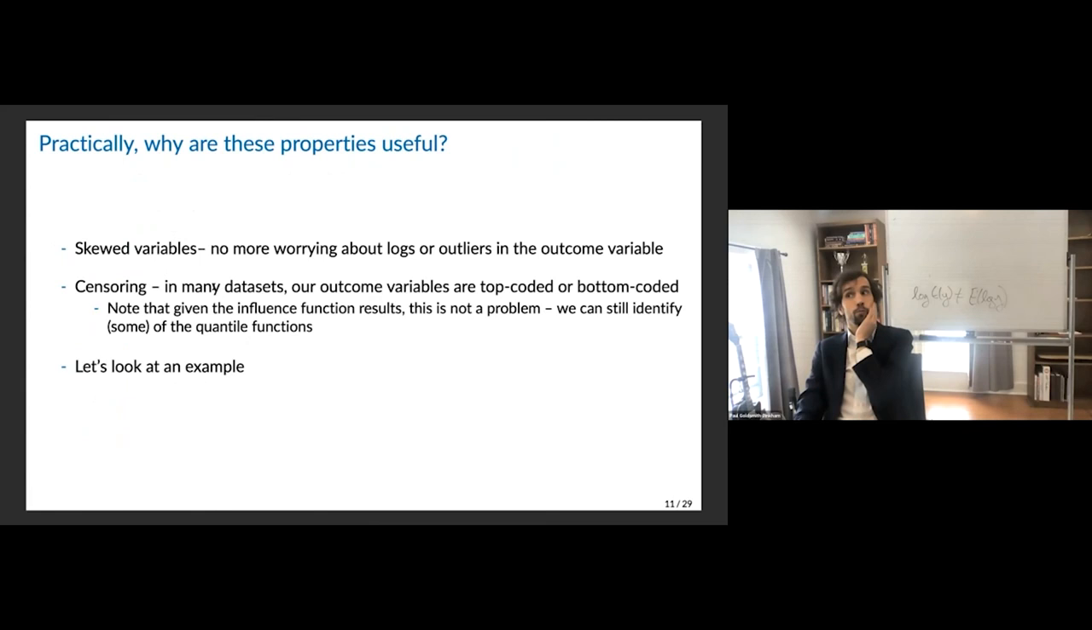So why are those properties useful? Well, for one, skewed variables are less problematic in quantile regression. So you don't have to worry about, am I doing logs or levels, or what's the right interpretation here? More generally, outliers are less problematic. And so it's a much more robust way to estimate problems.